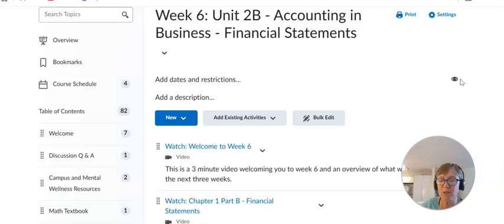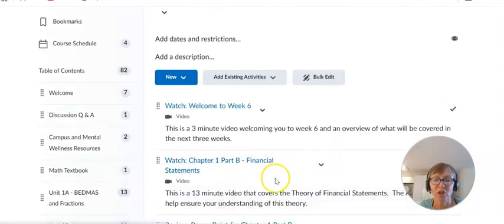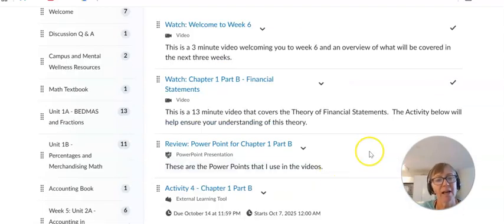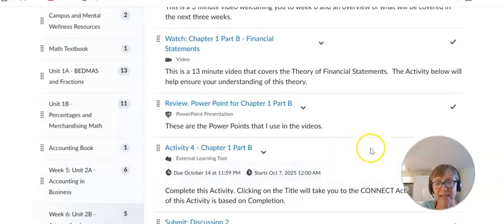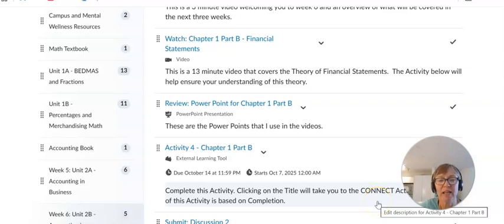So we're going to get into this more once you have a look at the video I've created to go over the PowerPoints for the financial statements. Then I've actually put the PowerPoints here for you to be able to have a look at your leisure. Then again, we have another activity, and this again is a SmartBook activity, which will help you understand all of the information that I've covered in the PowerPoints.